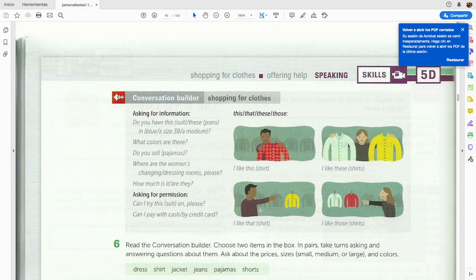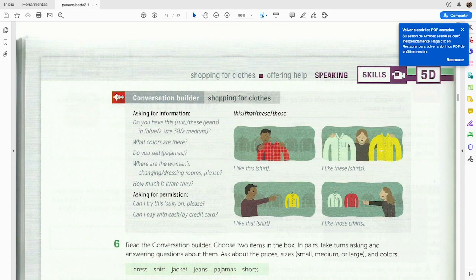Or you can say, I like that shirt. And if you check the difference here between the first and the second, is that here, this is near, yeah? Está cerca. And this one is far, that's why you use that. And in the other it says, I like these t-shirts, these.